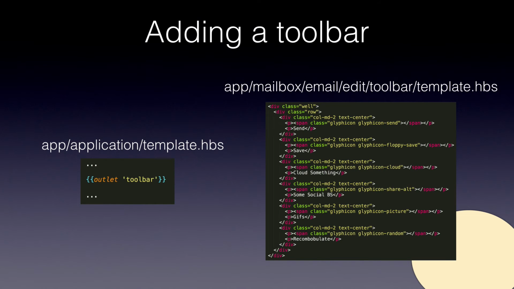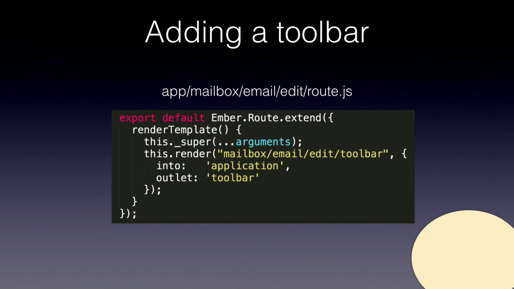Let's say you want a toolbar on your email app. So we've got this toolbar with some buttons in it. And in the application template, we're adding an outlet that is where the toolbar is going to get rendered into. And in the email edit route, what we're going to do is we're going to still do the initial rendering. So we're calling this .super.